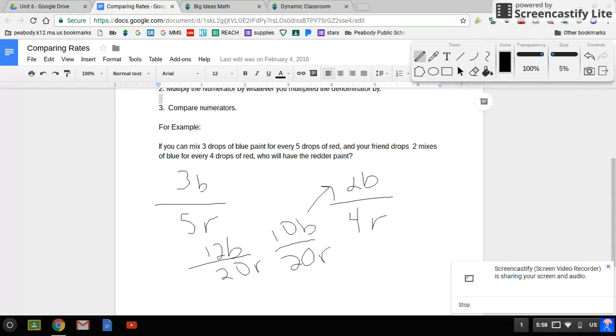So this time, since we wanted which one would have the redder paint, we're looking for which one would have less blue paint. Because if it has less blue paint in it, it's going to be more red. So that would be this one. So that would be the friend. So I'm going to give you one of these. Actually, now that we're done with this, we'll go over and take a look at some of the examples.